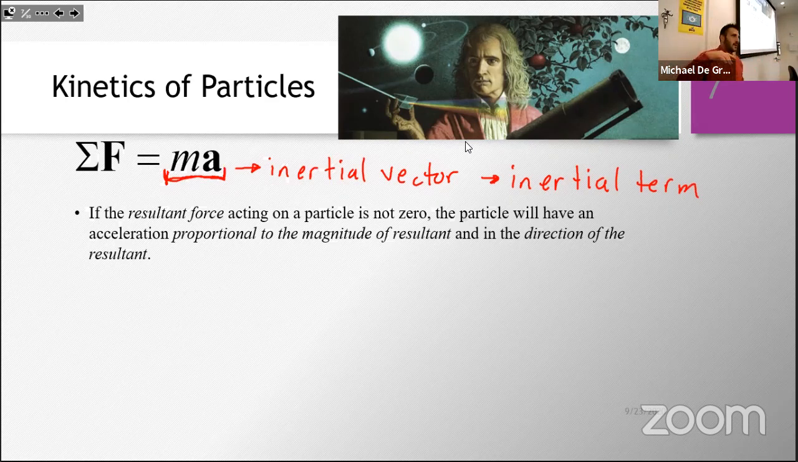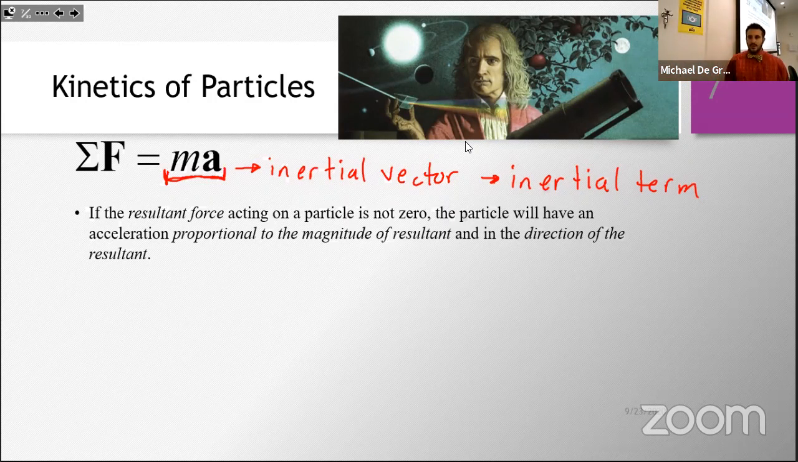So the resultant force acting on a particle, if it is non-zero, the particle will have an acceleration proportional to the magnitude of the resultant and the direction of the resultant. So if I'm summing all of my forces up and they equal zero, that's statics. Sum of my forces is equal to zero, then everything's in equilibrium. We're not accelerating, and that's great. We know how to handle that because Dr. Collin taught us how to do that.